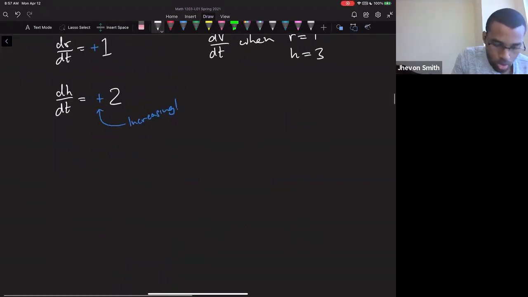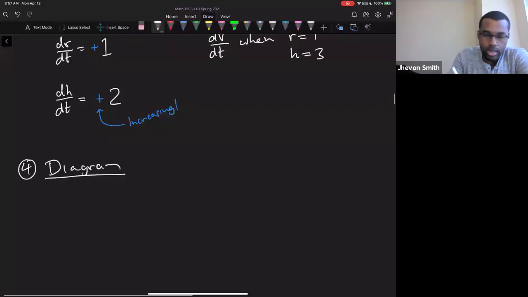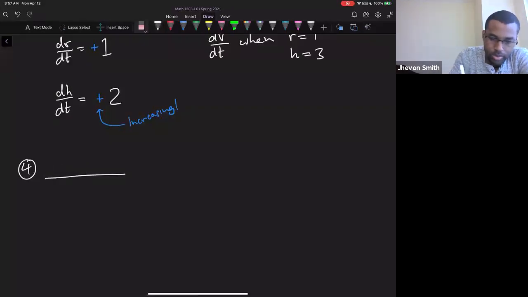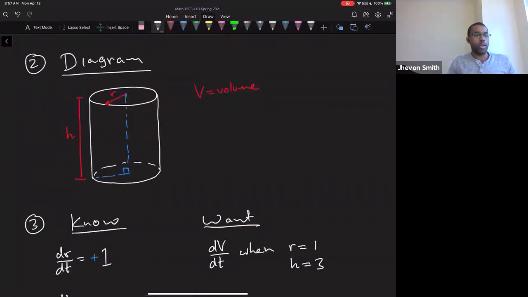So in step 4, we are going to come up with the diagram. Not the diagram, the equation. The relationship. Now the diagram should help you with that. You've probably seen that diagram before in high school geometry class. You're starting to have PTSD. Okay, so that's going to indicate to you what formula you want to use.